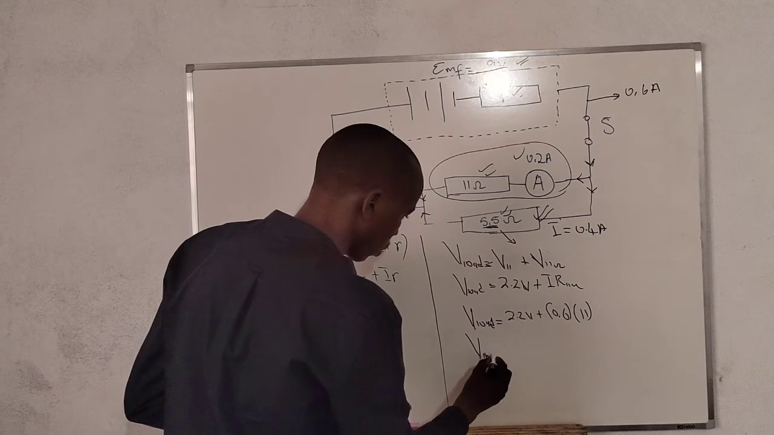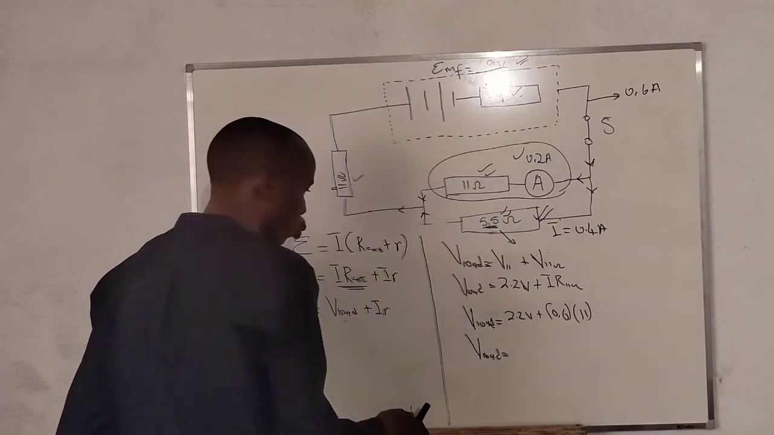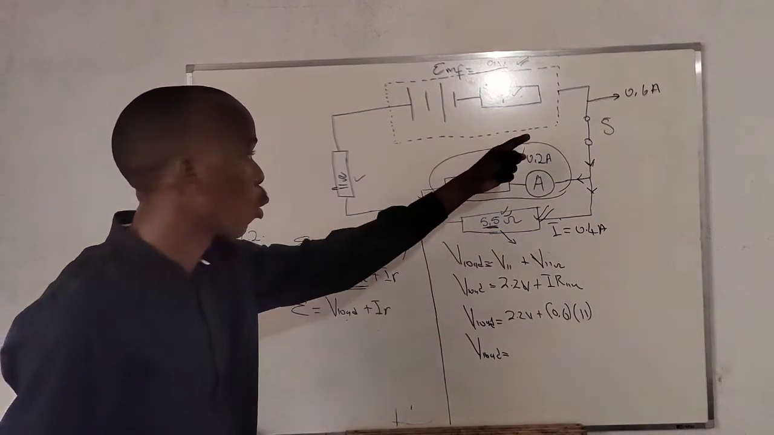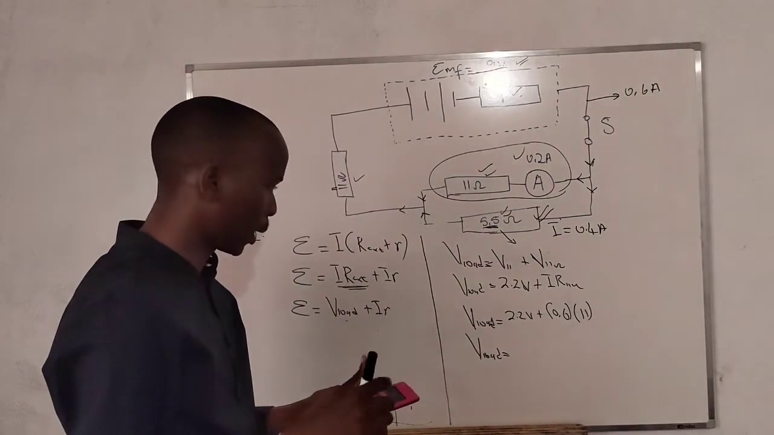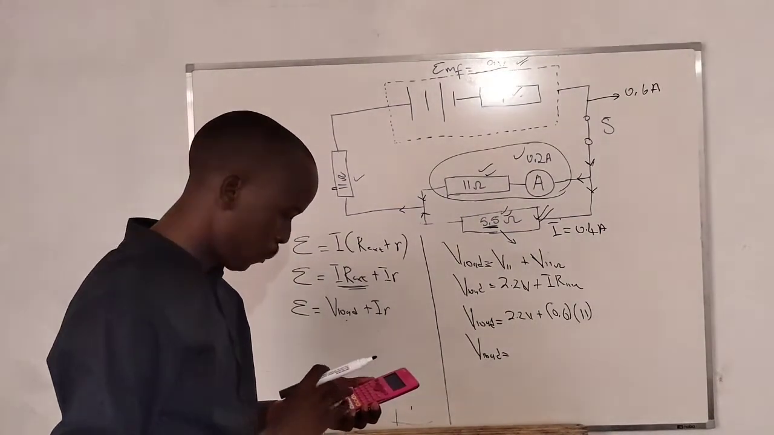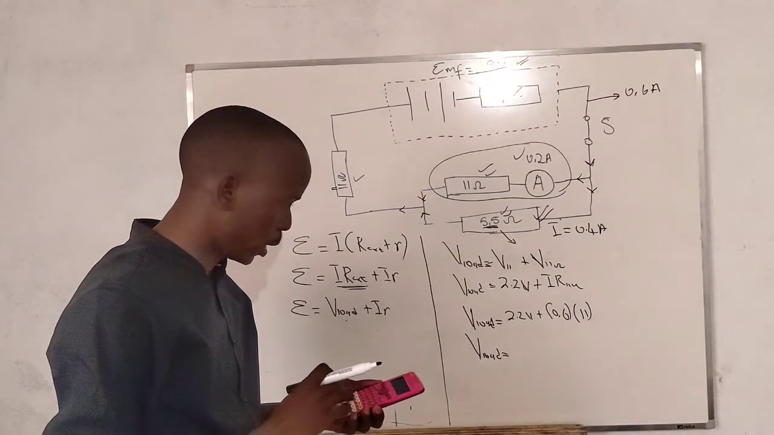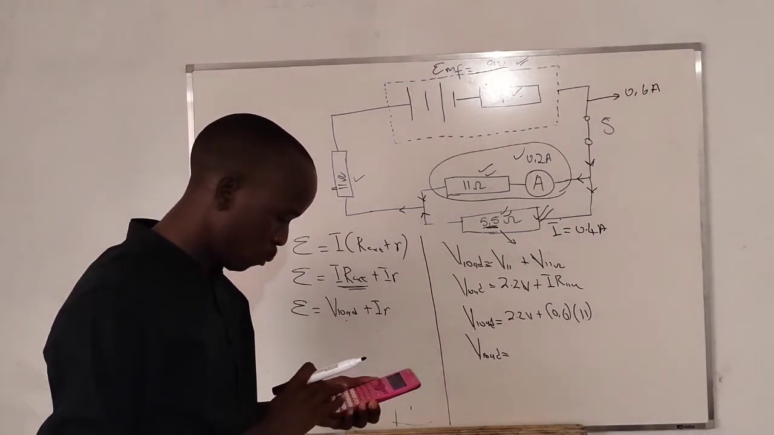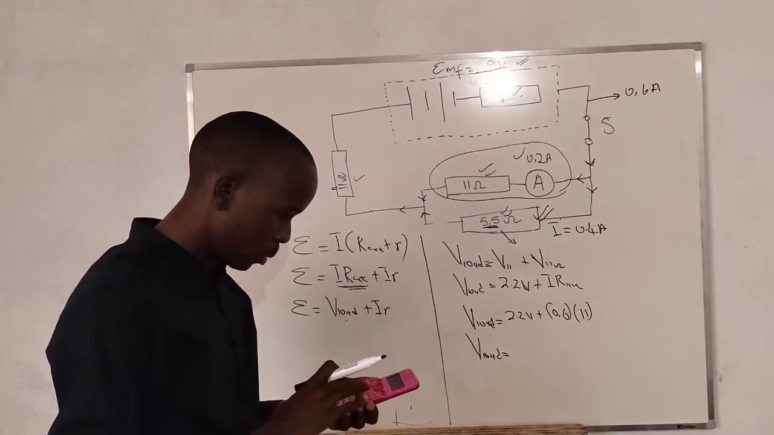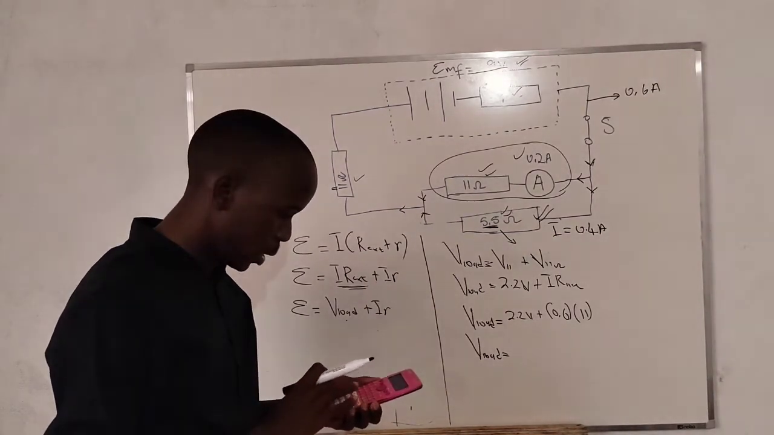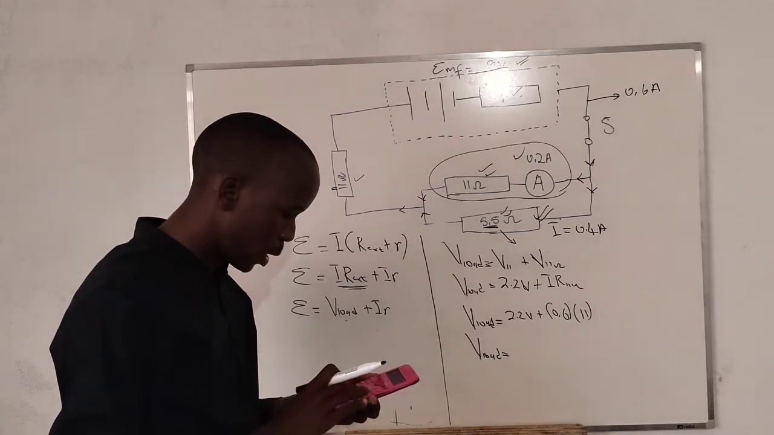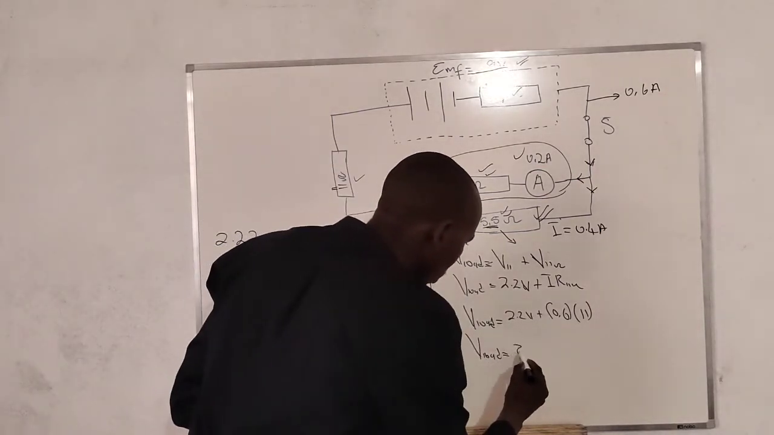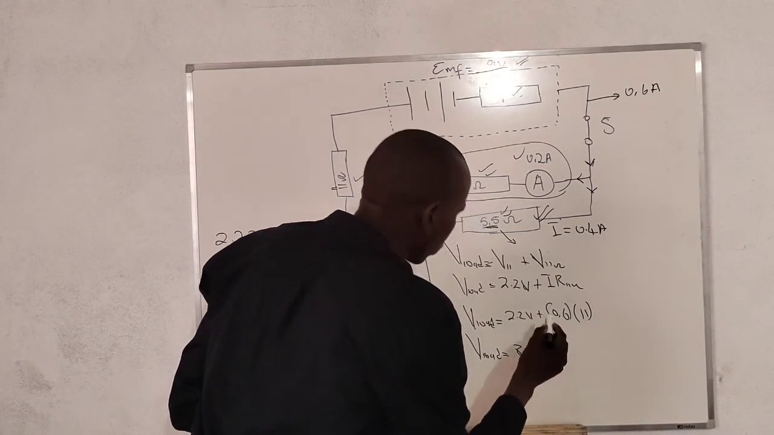Let me just give you the total answer of V load. The voltage going to the external circuit is 2.2 plus 0.6 times 11. What do we have? And then we know that it's 8.8 volts.